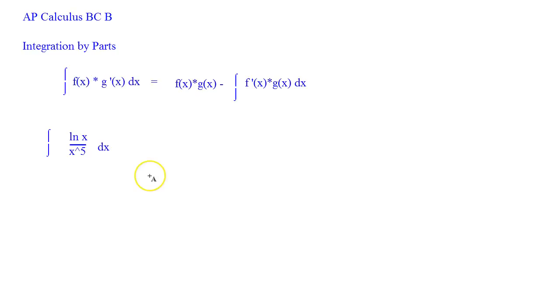Now this one's a little bit different in that we don't have an x, but you want to pick something that's going to make it a little easier to work with. My recommendation is to make your f of x be the natural log of x, because the derivative of f of x is going to be 1 over x, which is really nice to work with. Now g prime of x might be a little more difficult, but if you take your time, you should arrive at it fast. It's negative 1 over 4x to the 4th.